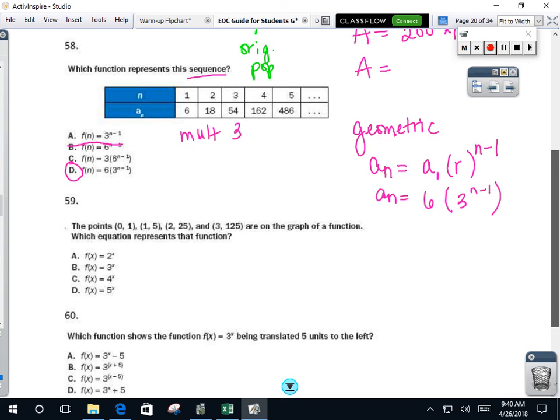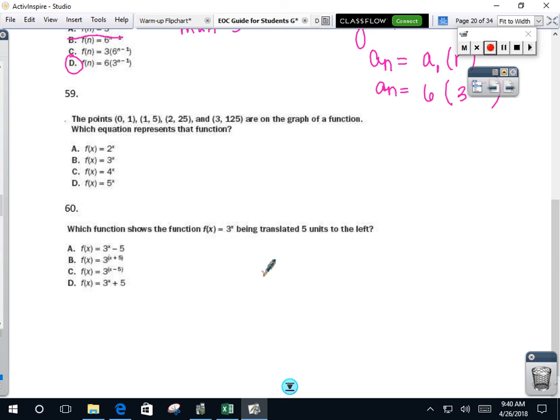All right, number 59. The points 0, 1, 1, 5, 2, 25, 3, 125 are on the graph of a function. Which equation represents that function? Okay, so what do you think you would do first? Okay, you could, but without simply graphing all 4 and wasting the time to do that, could you narrow it down? Look at the pattern. To get from one point to the next, what are they doing every time? Multiply by 5. So if you're going to graph, which one do you think you should graph first?